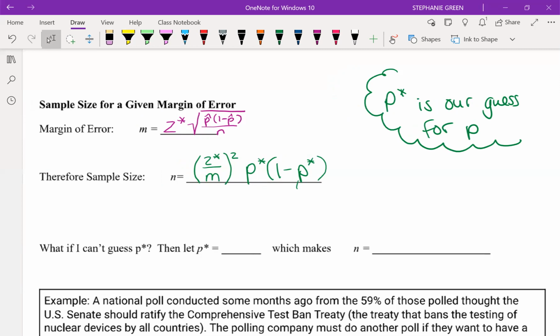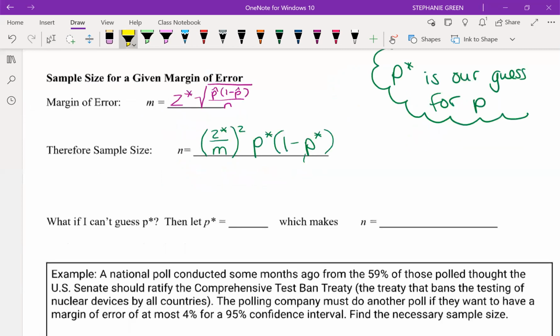So the next question is, well, what if I can't guess p star? What if I have no clue what it is? Well, we're talking about success versus failure here. So if you have no idea what p star is, we can go with our most conservative guess, and that would be that we would have a success exactly half the time. So our p star would be 0.5.